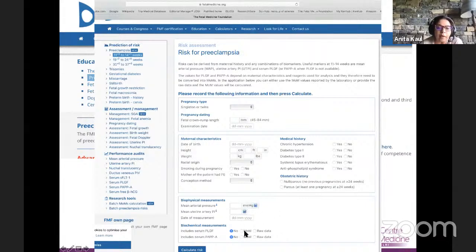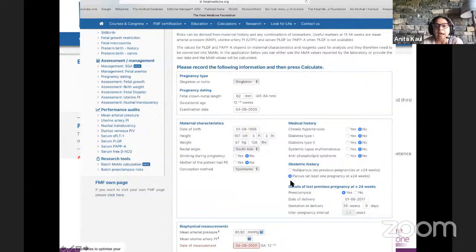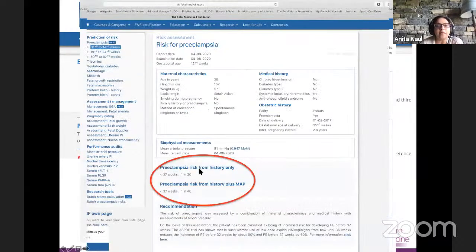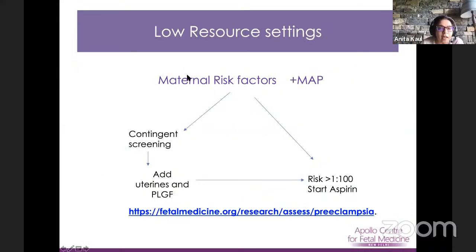If you want to use the biochemical markers, which we advocate, but anyway, even if you can't, you click that you're not going to use it, and then on the basis you will get preeclampsia risks. Now, say in this pregnancy, her risks are extremely high and she would be started on aspirin. But because the false positive rate can be a little bit higher if you use just a few risks, if you use biochemical, and this is another sort of contingent screening approach you can use, you say, okay, let me just do the basic stuff.